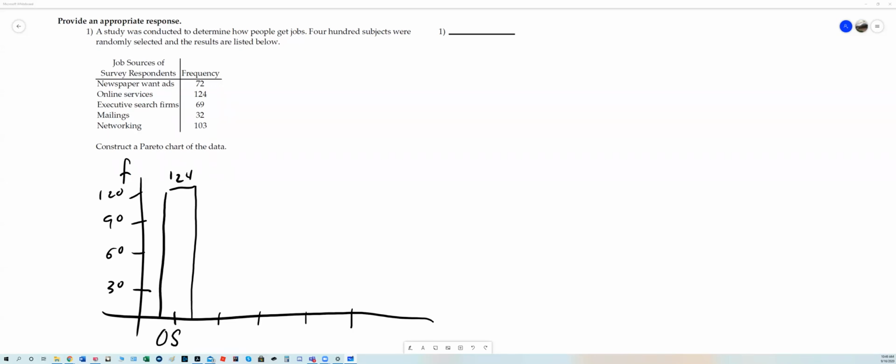All right, the next biggest one, what would it be? Networking. There we go. So let's just say this is 103. Networking. The next biggest one, what would it be? 72. The newspaper. So we're going to go ahead and say it's around here.